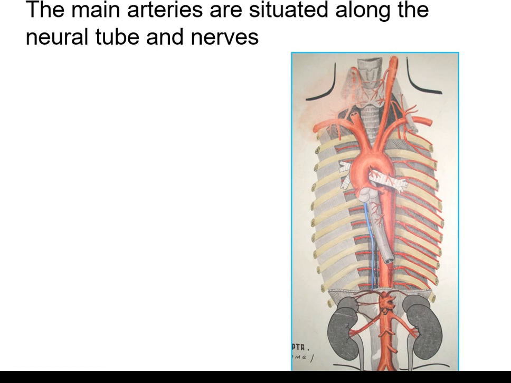Then we will discuss the patterns of the distribution of the arteries. The main arteries are situated along the neural tube and nerves. For example, the aorta directs along the spinal cord.